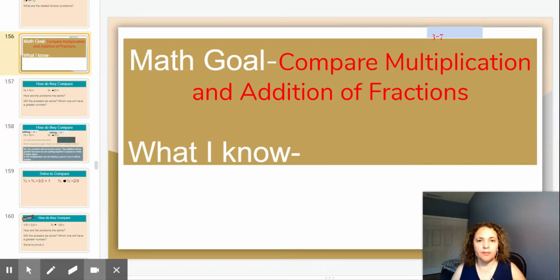All right, so in this lesson, please write down your math goal. We're going to compare multiplication and addition of fractions. So write down what you already know about multiplying fractions and what you already know about adding fractions, and then come back to me.